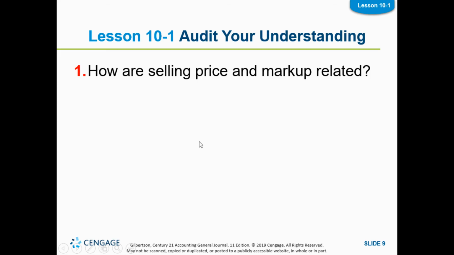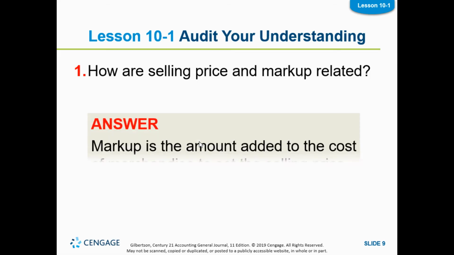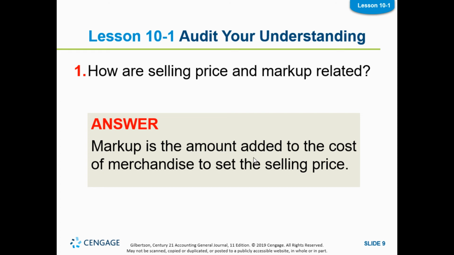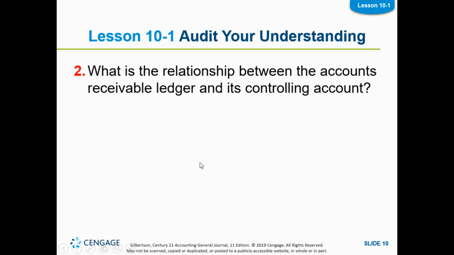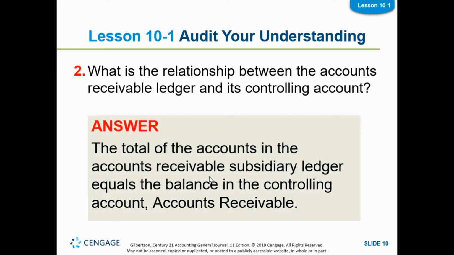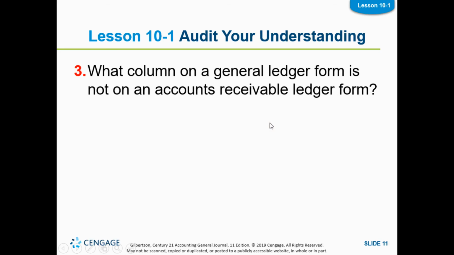How are selling price and markup related? Markup is the amount added to the cost of merchandise to set the selling price. We went through some calculation to show what our original price was, our cost of merchandise with a markup added to it. What is the relationship between the accounts receivable ledger and its controlling account? Well, as we did with accounts payable, the total of all the accounts in our subsidiary or subledger should always match the balance that we have in the controlling account, the overall account in the general ledger called accounts receivable.